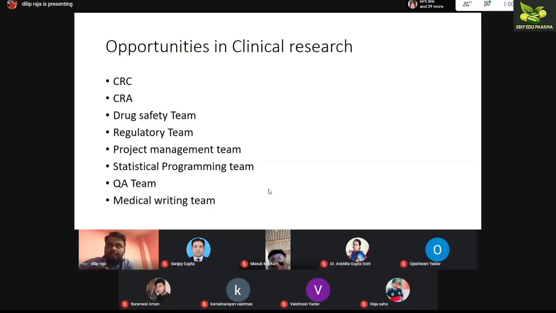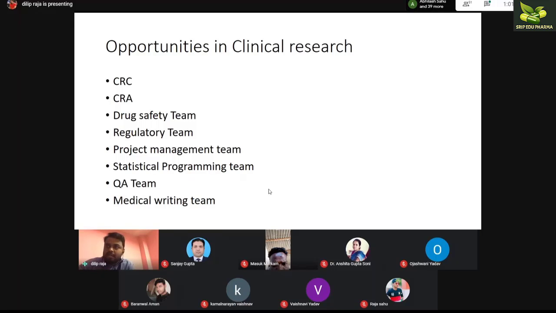I told you about the investigator, the principal investigator, right? The investigator works at the clinical trial site. The CRC, the clinical research coordinator, will be working along with the principal investigator at the clinical trial site. He'll be assisting the principal investigator.